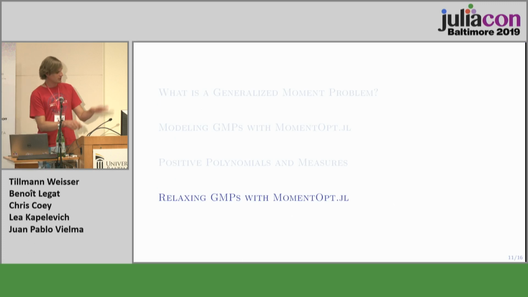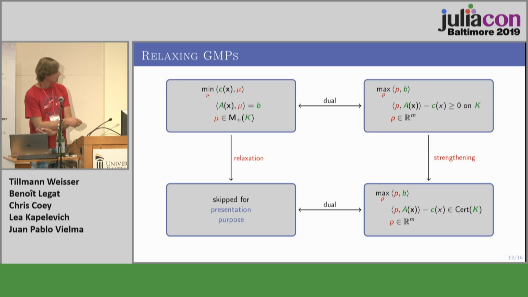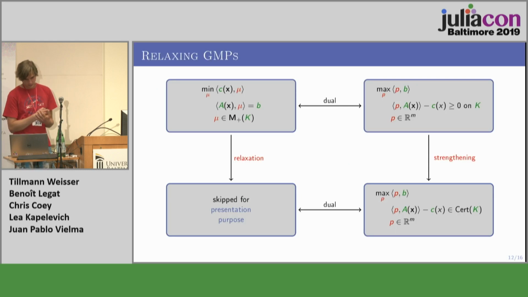So now we really have the whole modelization, and now the question is, how do we solve moment problems? And this is, again, going by duality. So here, on the upper left, I have my generalized moment problem as I modeled it in moment.opt. So this is what I model. This has the dual here, which I already talked about.